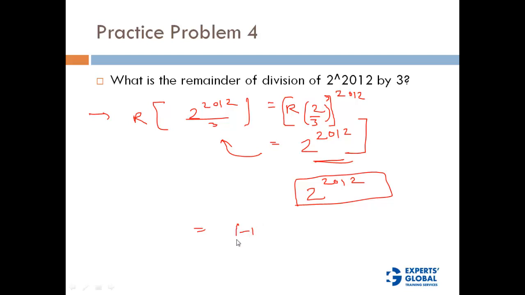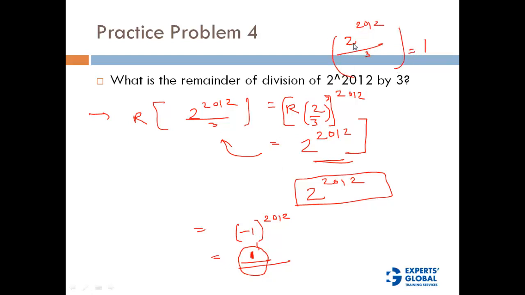So by using -1, now we'll be able to come up with some number here. So -1 raised to some even number is going to be 1, correct? So now we are able to get a number that is not the same number that we began with, right? So here again the remainder of 2 raised to 2012 with respect to 3 is also going to be equal to 1.